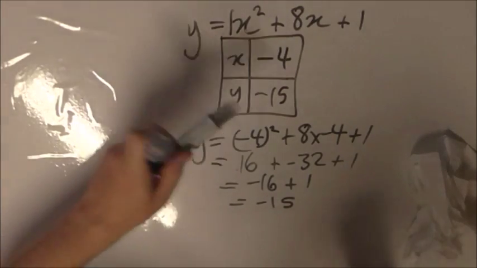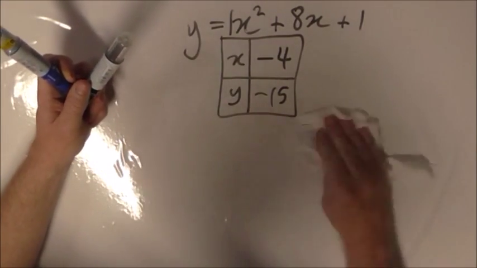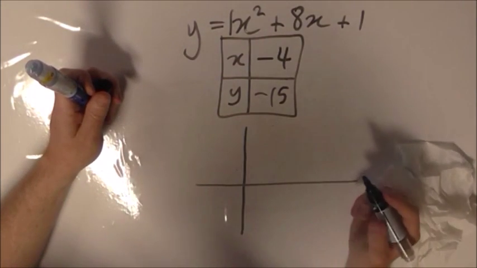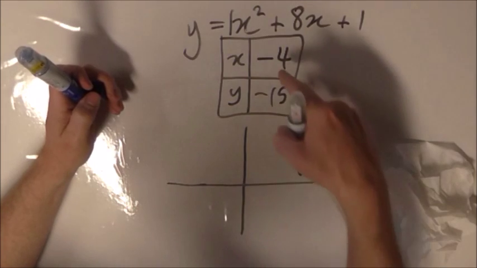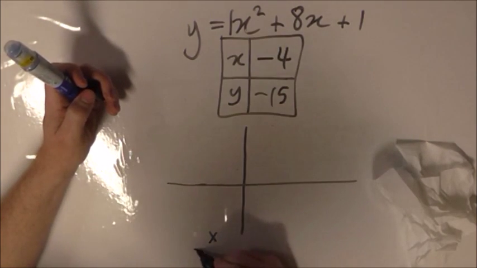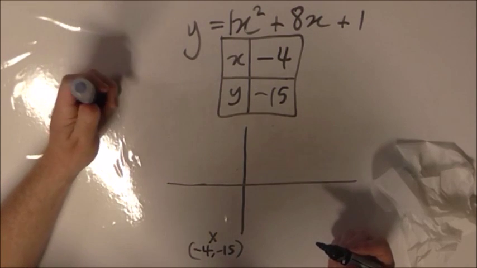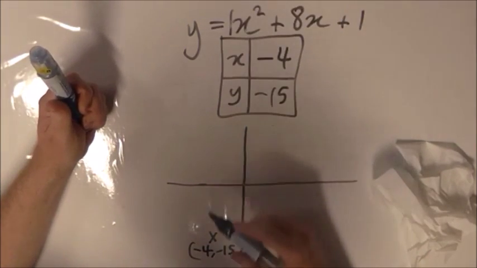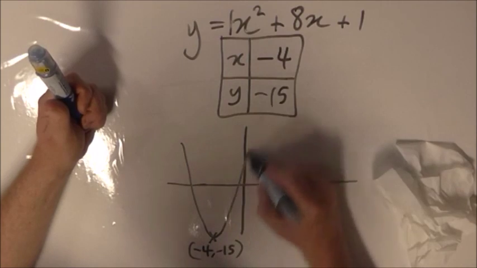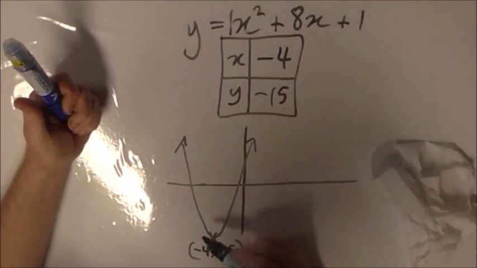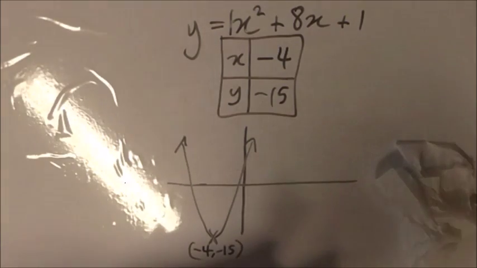Now, this gives you the graph. Remember that the thing you've just created is the coordinates of the turning point. So we go 4 to the left and then 15 down. And now if we remember whether it's bucket up or bucket down, we'll be sorted. That's +1, not -1, so it's bucket up. And there's the graph. So this is the coordinates of that turning point there.